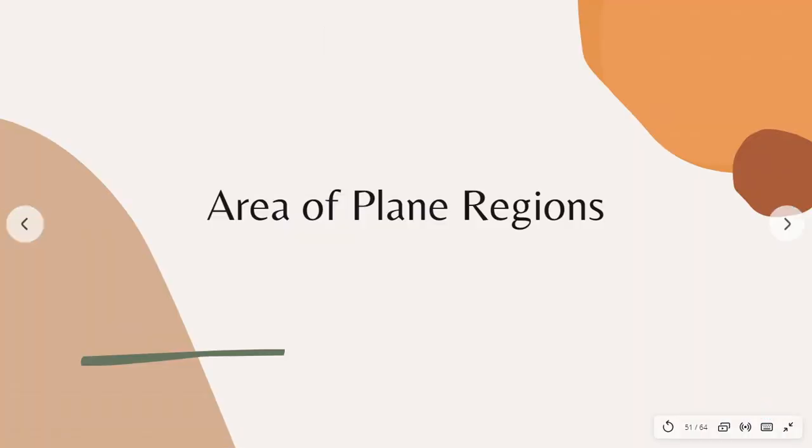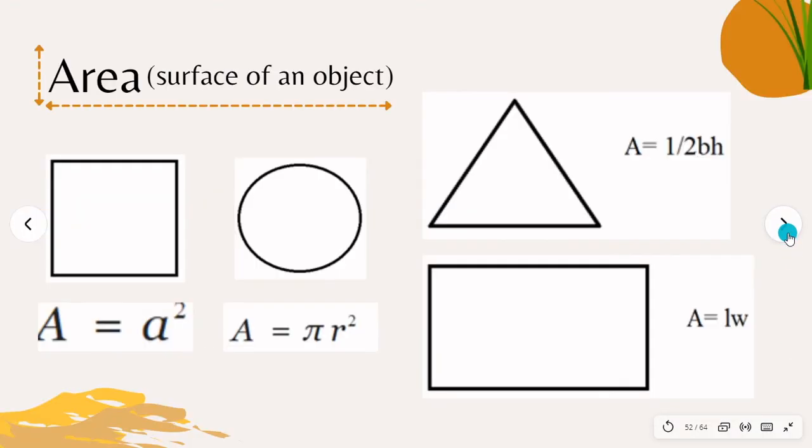The final concept in this module is the area of plane regions. The area is known as the surface of an object. Here are the different formulas that you can use to get the area of the different polygons.